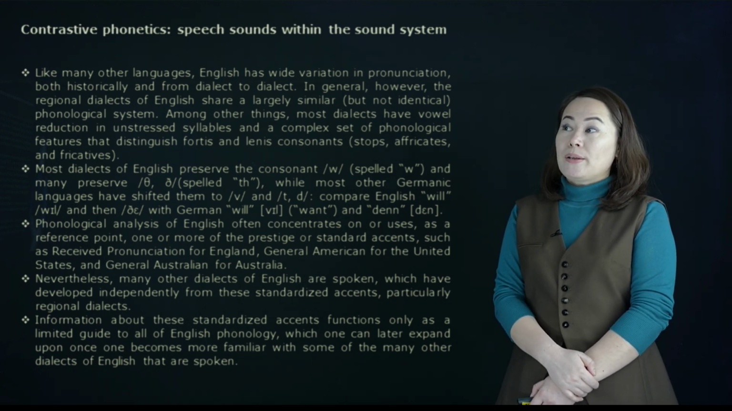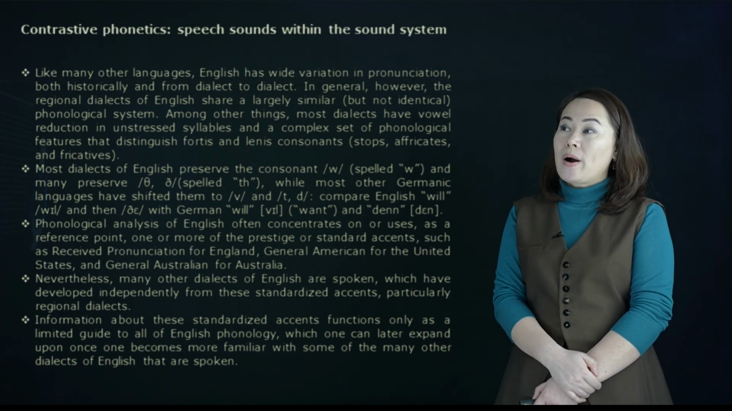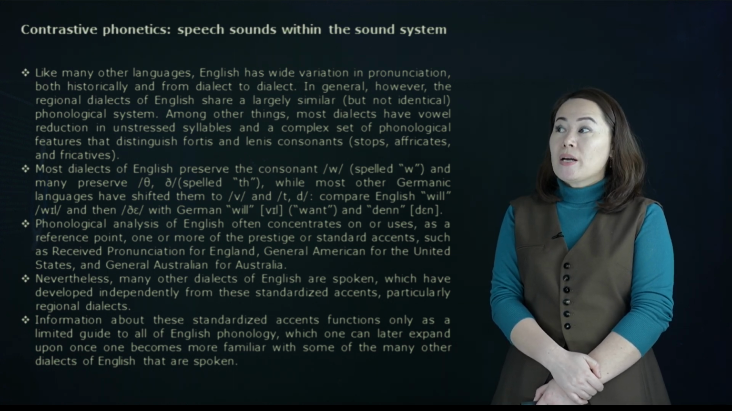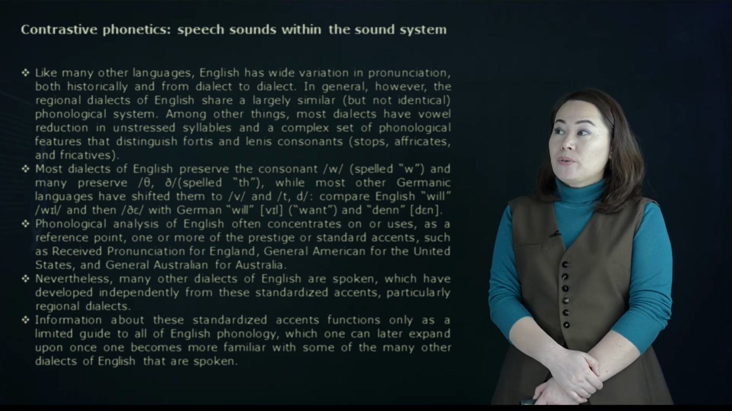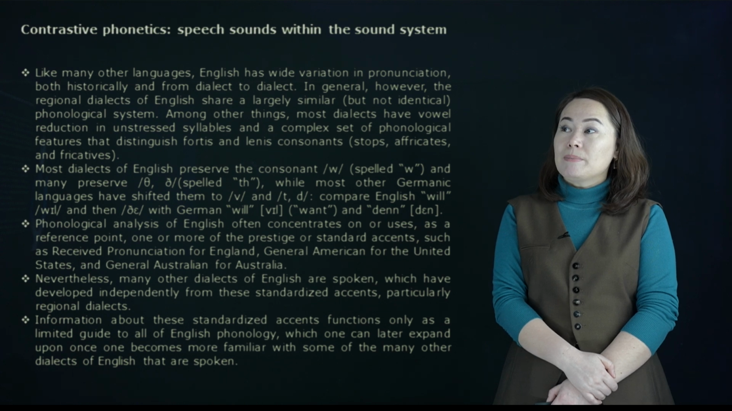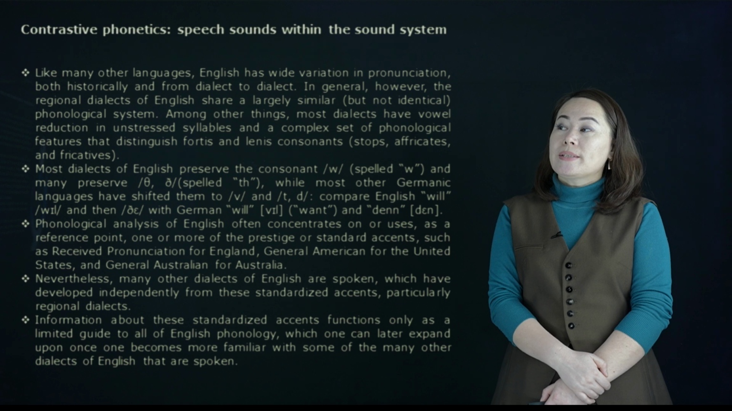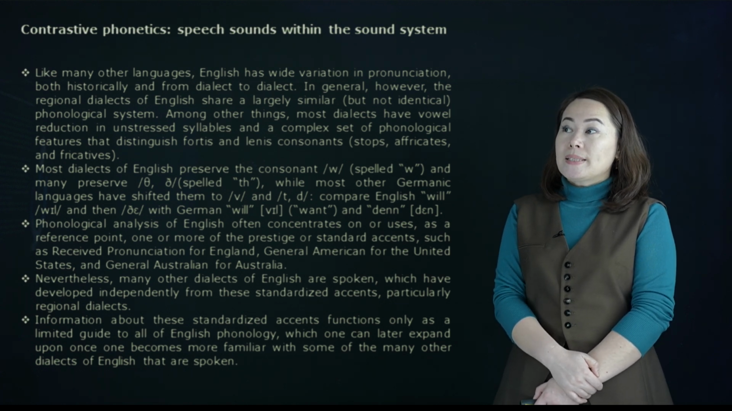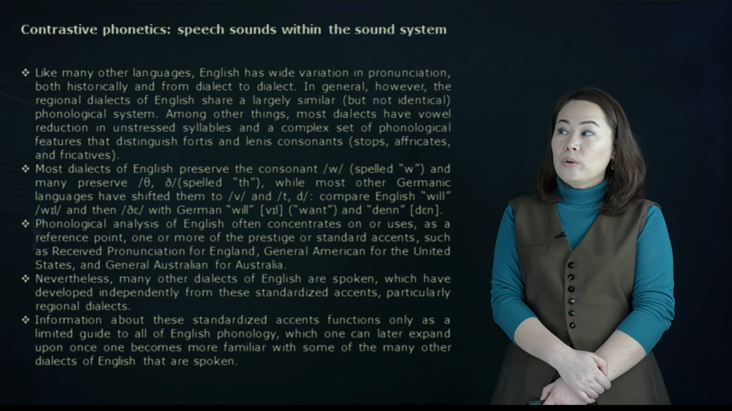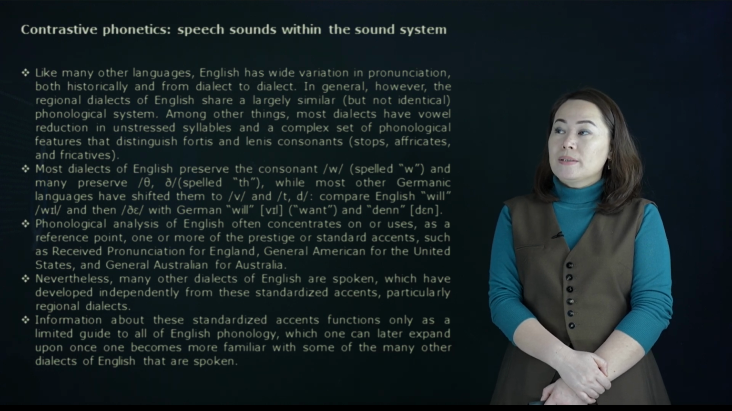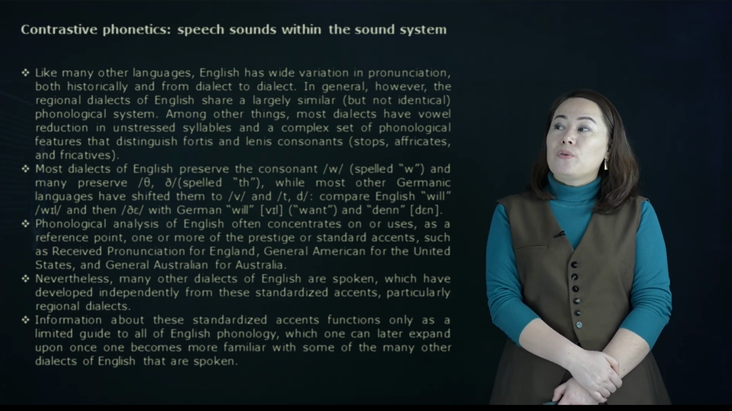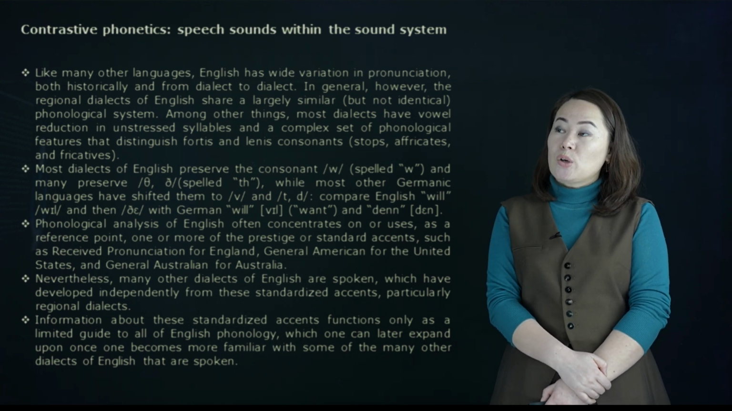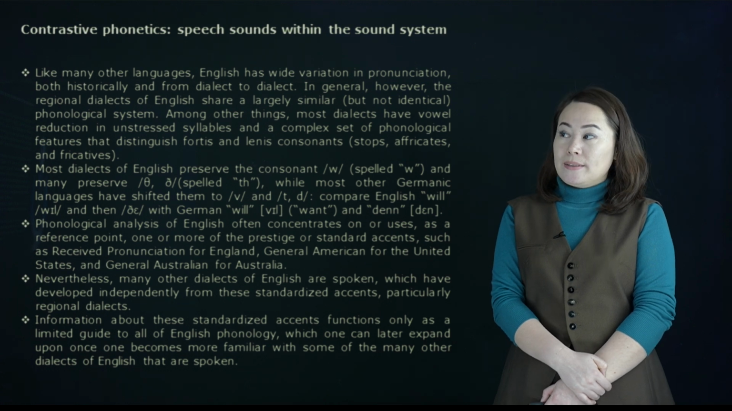Like many other languages, English has a wide variation in pronunciation, both historically and from dialect to dialect. In general, however, the regional dialects of English share a largely similar but not identical phonological system. Among other things, most dialects have vowel reduction in unstressed syllables and a complex set of phonological features, and distinguish fortis and lenis consonants: stops, affricates, and fricatives.